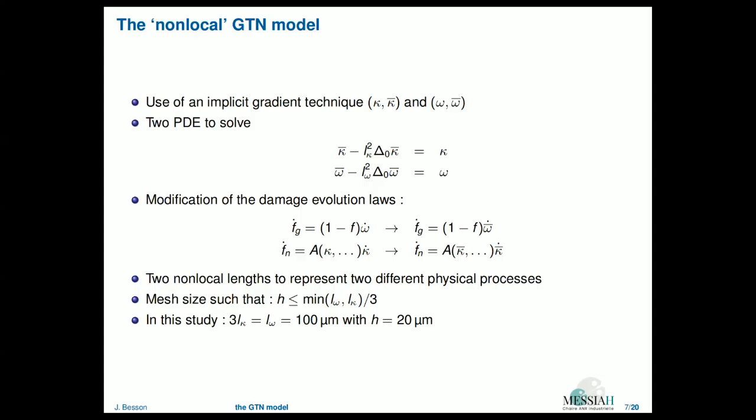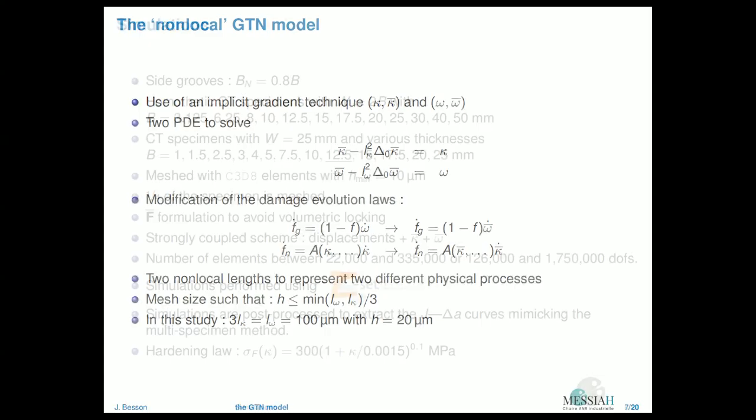So we use two non-local length scales to represent the two different damage processes. In this study, we used 100 microns for growth and 1/3 of that for nucleation, which is obviously too large, but it's very difficult to go to much smaller mesh sizes.